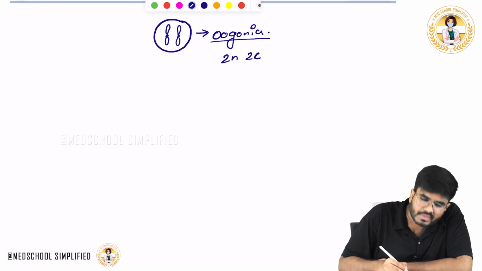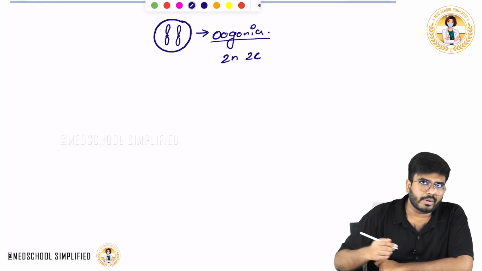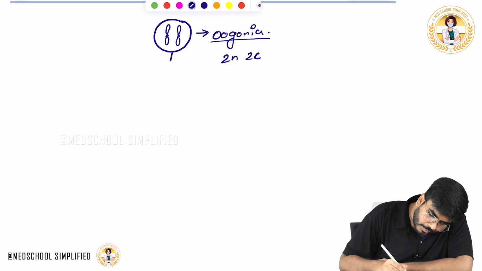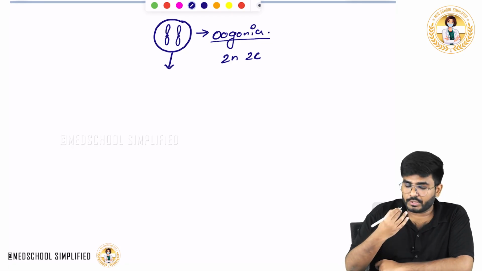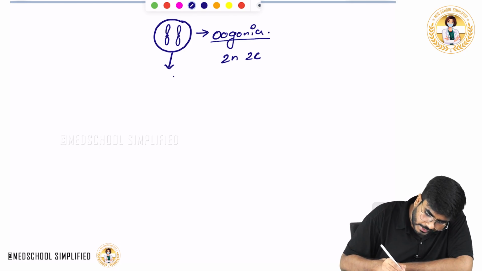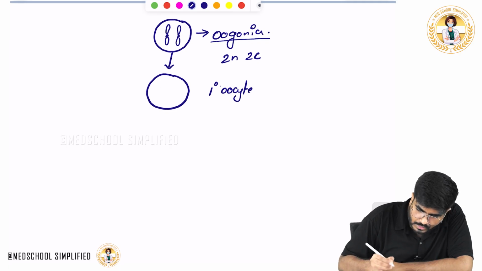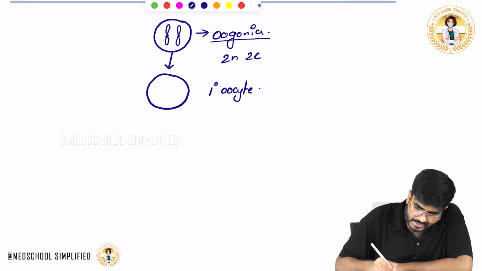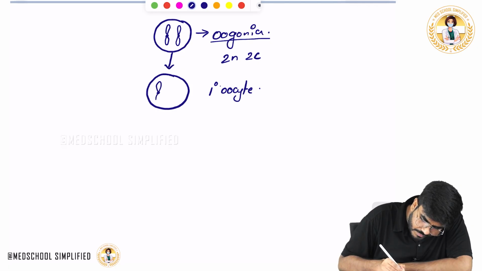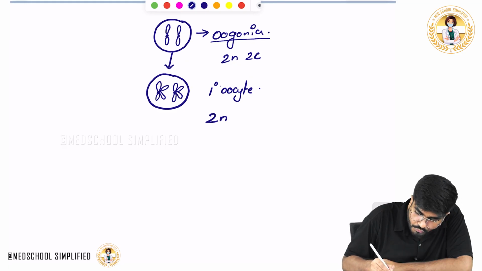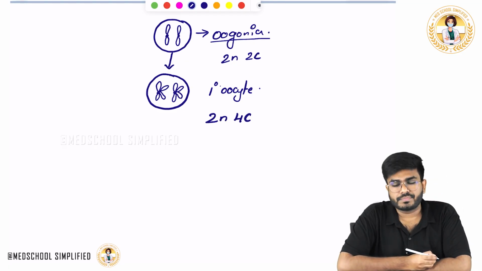This oogonia undergoes mitosis, many number of mitosis. During intrauterine life only, this oogonia becomes primary oocyte. So, what is the difference between oogonia and primary oocyte? It is DNA synthesis. So, now they become 2n, 4c.